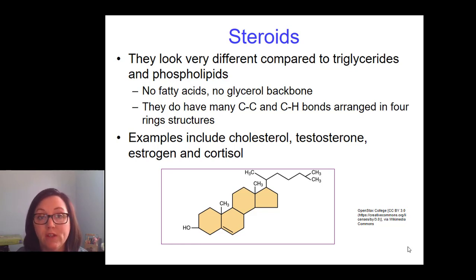Examples of steroids include cholesterol, which is really important in the cell membrane of cells. It also includes many hormones like estrogen, testosterone, and cortisol. Not all hormones are made from steroids, but many of them are.